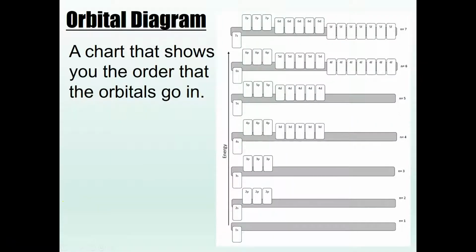So your orbital diagram can look lots of different ways. This is the one that I like. I like that it uses the gray bars to help you see where the energy levels are. I like that the boxes are labeled. You can find all sorts of versions of this online. But the orbitals will always go in the same order regardless of what the formatting looks like on the chart.